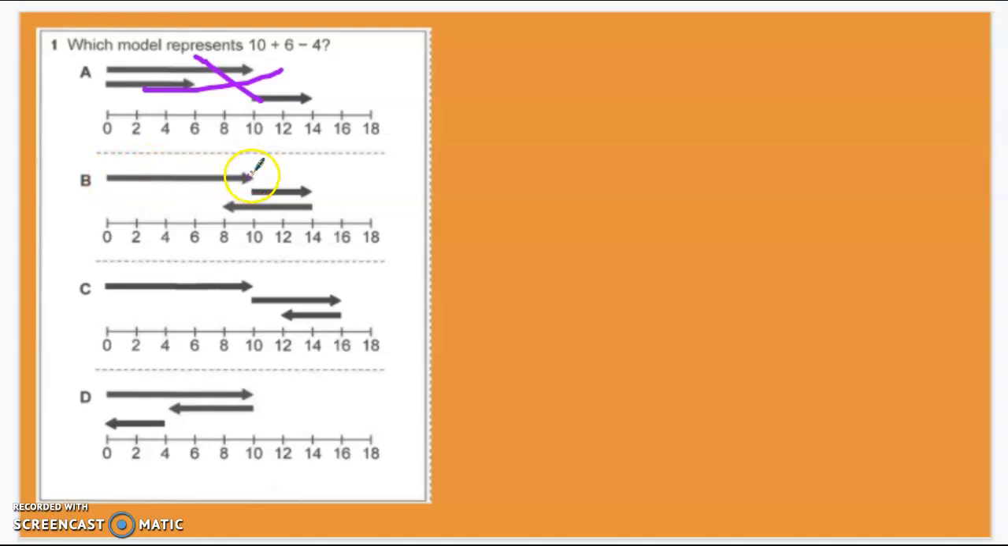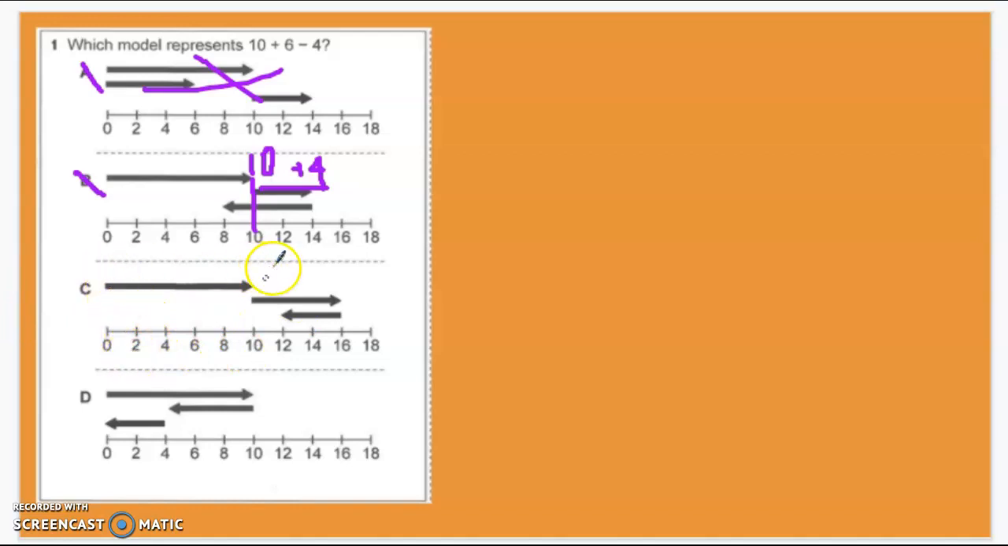Letter B, this arrow goes to 10. So there's your starting 10. Okay, and then I have another arrow that goes plus 4. This goes from 10 to 14, plus 4. But I don't want plus 4. I want plus 6. So this is wrong. Let's cross these out.